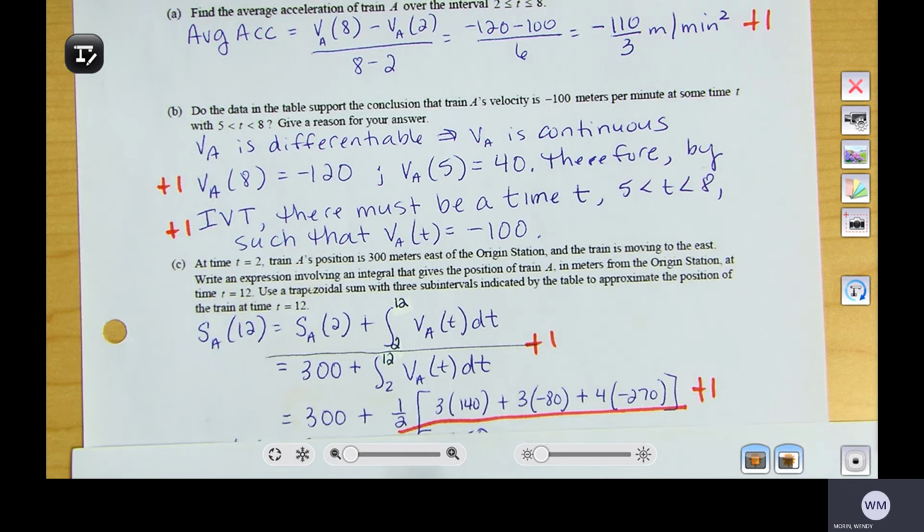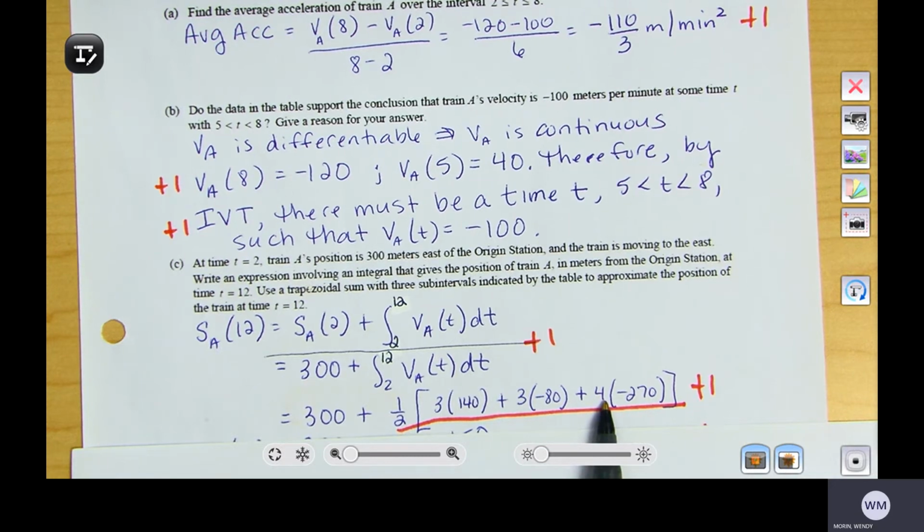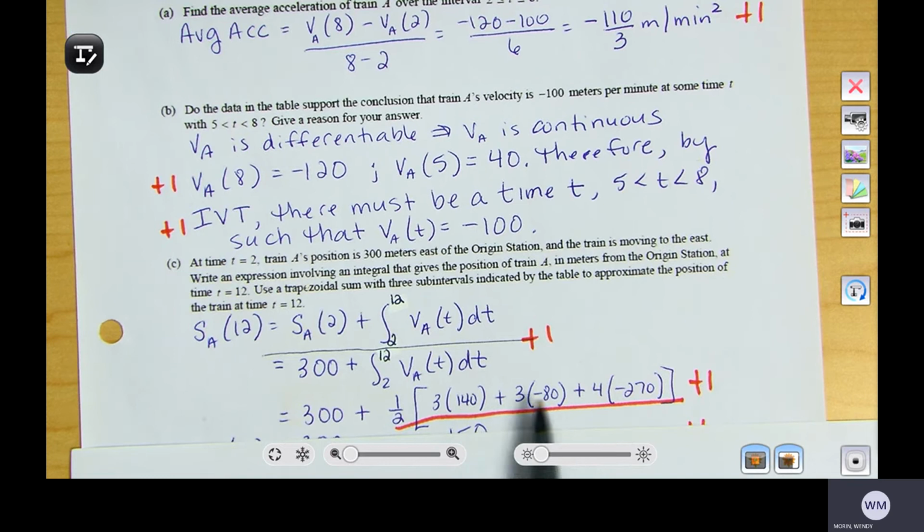Okay, so I would assume that you would have gotten this. 1/2 the base. You have same base on this one. I'm sorry, the height. 1/2 the height. You have 3 trapezoids, you have 3 heights. Okay? And then the sum of the 2 bases. Okay? So this is the trapezoidal sum.